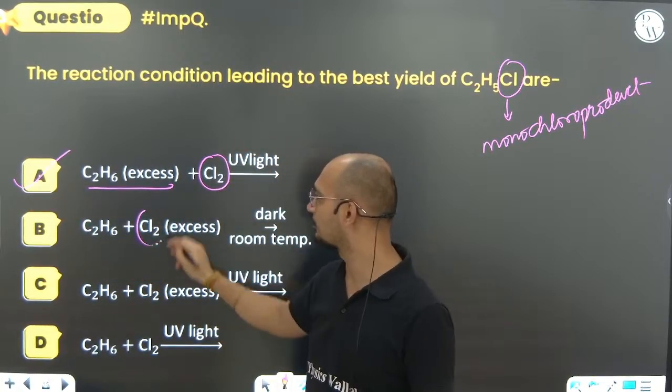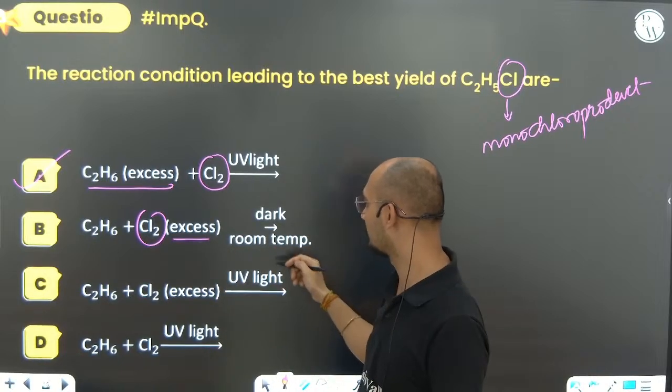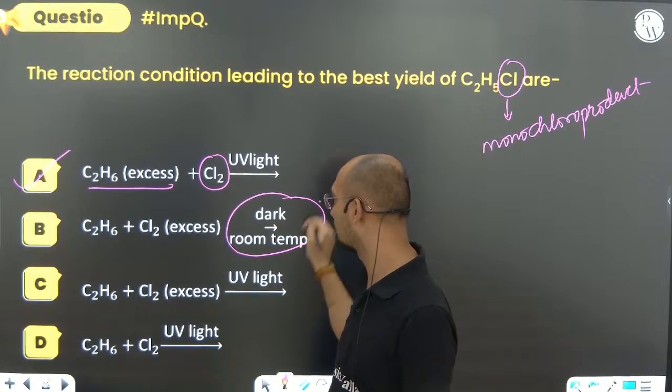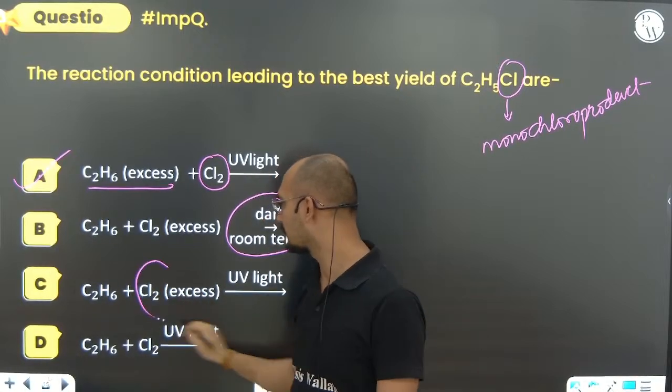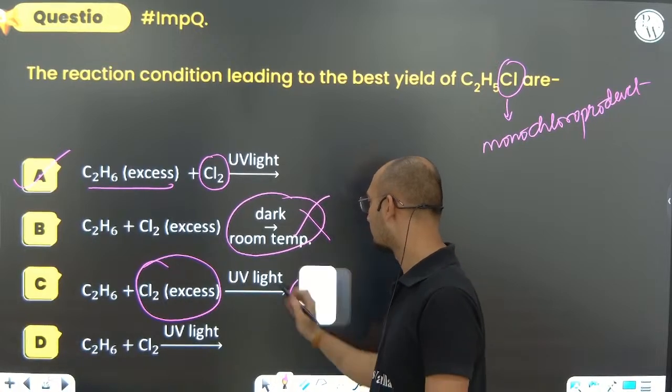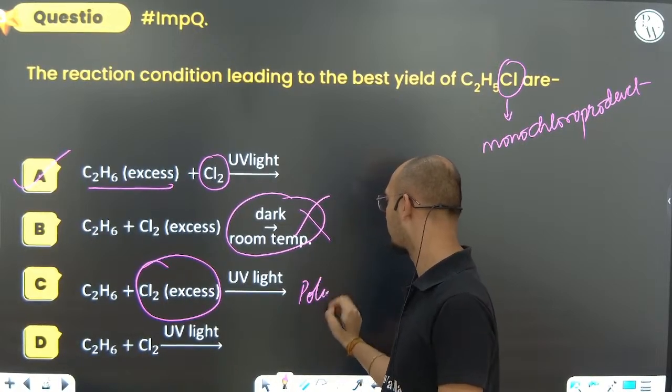But what if you take Cl2 in excess? It will be just a minute. No, यहाँ पर तो ऐसे भाई dark room temperature की बात कर रही है. No, इससे की बात ही नहीं करो. Here Cl2 in excess is there. So what will happen? C2H5. It will be here polychlorination will take place.